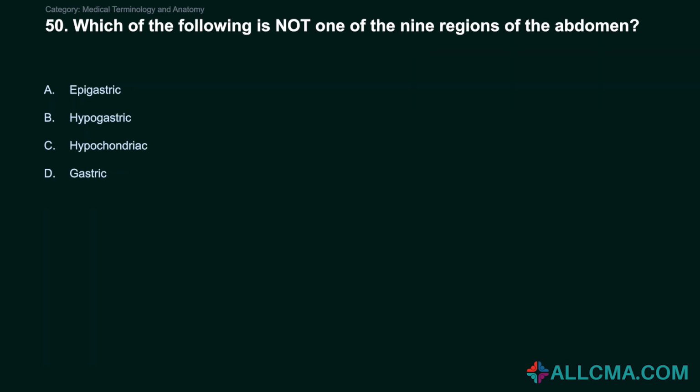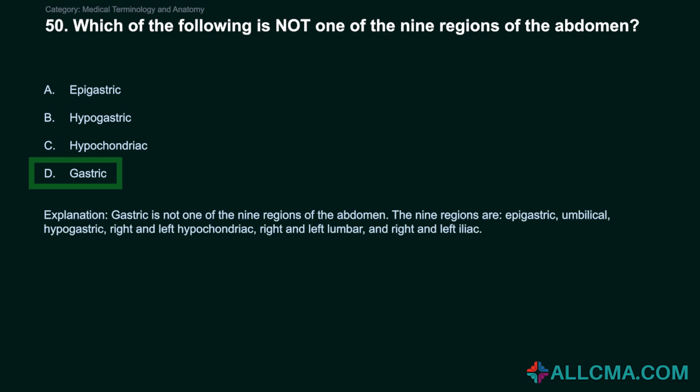50. Which of the following is not one of the 9 regions of the abdomen? A. Epigastric. B. Hypogastric. C. Hypochondriac. D. Gastric. Correct answer, D. Gastric. Gastric is not one of the 9 regions of the abdomen. The 9 regions are epigastric, umbilical, hypogastric, right and left hypochondriac, right and left lumbar, and right and left iliac.